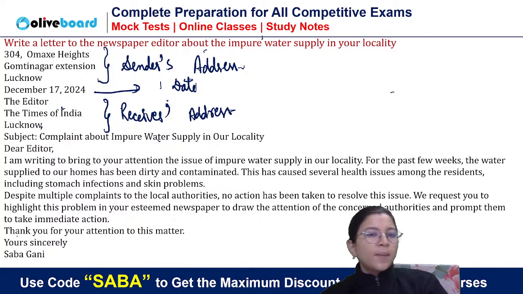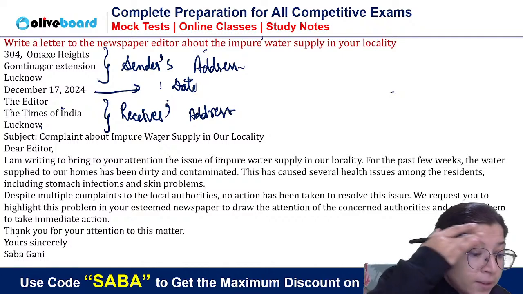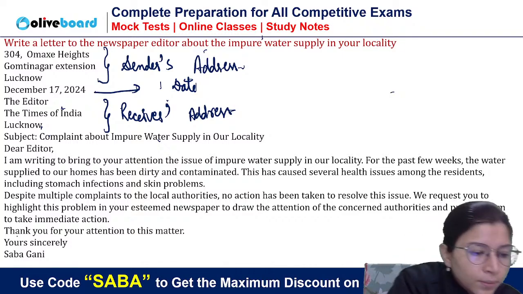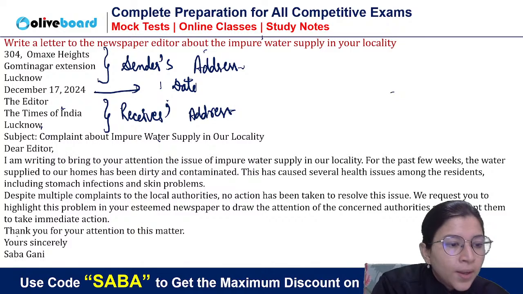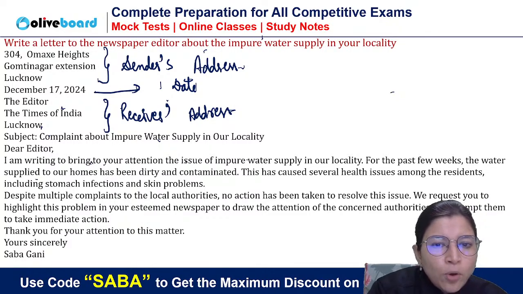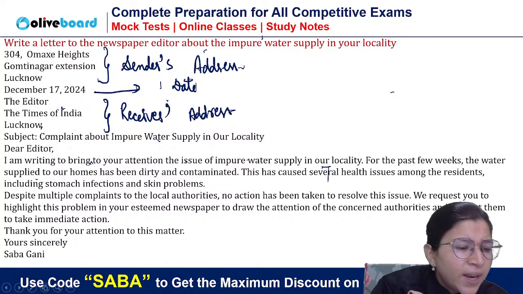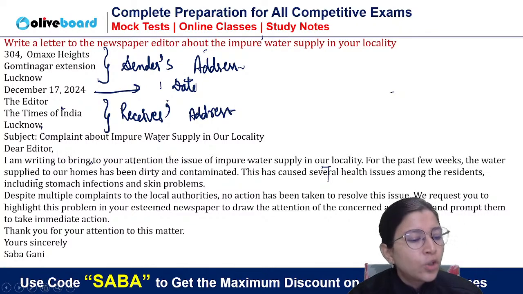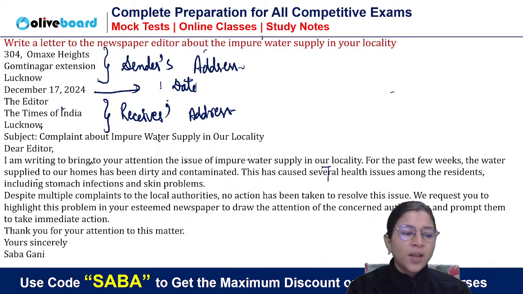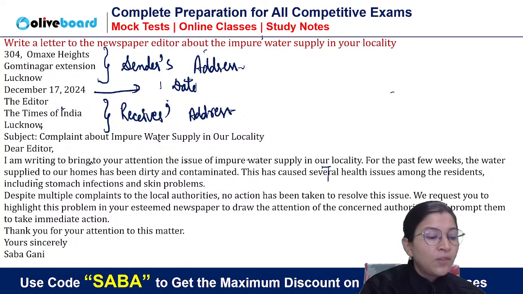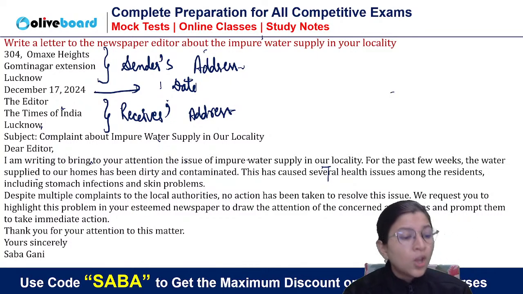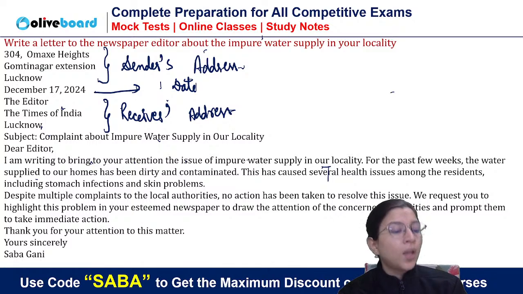Then the subject is done. Then, Dear Editor. See, I have written here Dear Editor, or Dear Sir, or simply Sir. Now, I'm writing to bring to your attention the issue of impure water supply in our locality. See, a formal letter should start directly with the content, guys. No unnecessary hi, hello, or 'I hope this letter finds you in good health', 'Hope you are doing well', 'Hope your newspaper is doing well.' Nothing.